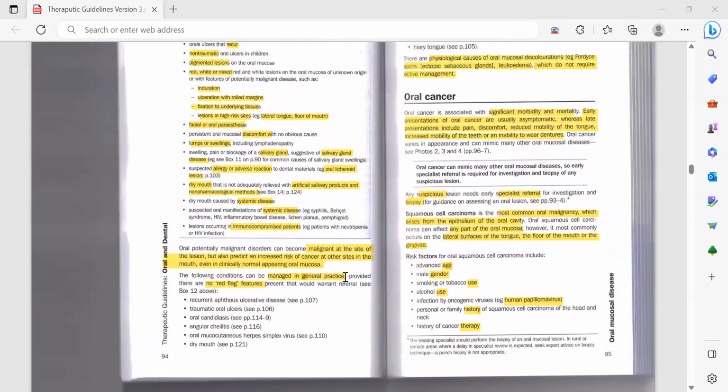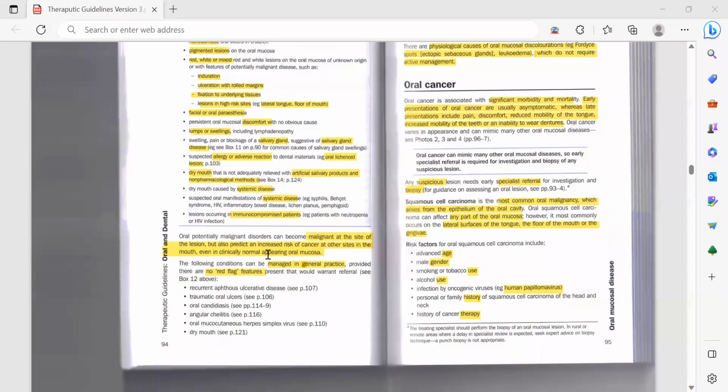So, as a general dentist, what you need to manage is what we will read in this whole chapter, in this whole topic, which is the recurrent aphthous ulcer. You can manage it, but there is a condition, which is there should be no red flag features. Only then can you manage it. Otherwise, there needs to be a referral to the specialist.